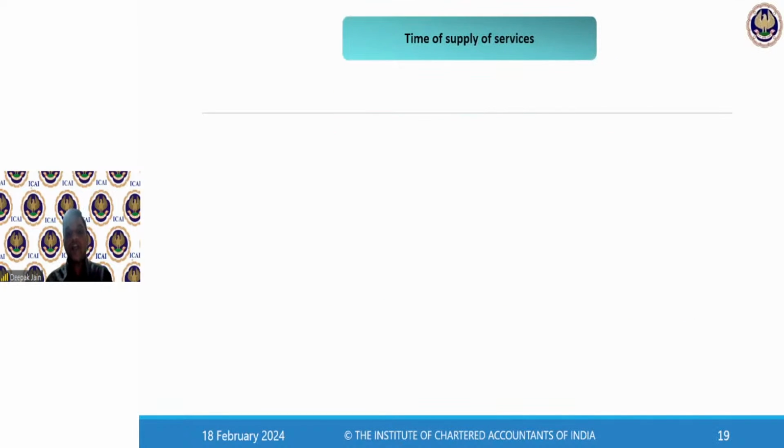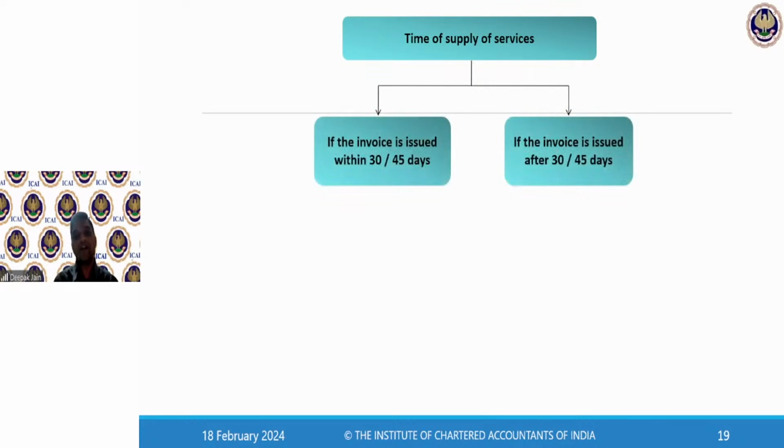Now let's move to time of supply of services, like how we decided for goods, similarly for services. But in services, there are slightly different conditions. Time of supply of services says that if the invoice is issued within 30 days or 45 days, two times you have said, because when you make a supply of service, you have to issue the invoice on a timely basis. For goods, we know it is on movement of goods. So once it is dispatched. For services, we cannot say dispatch because services are intangible. We cannot identify the dispatch.